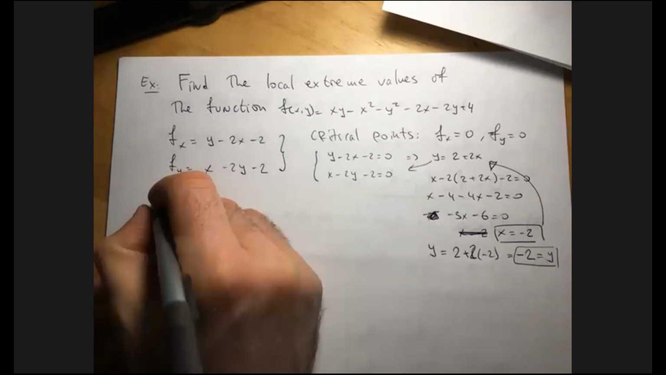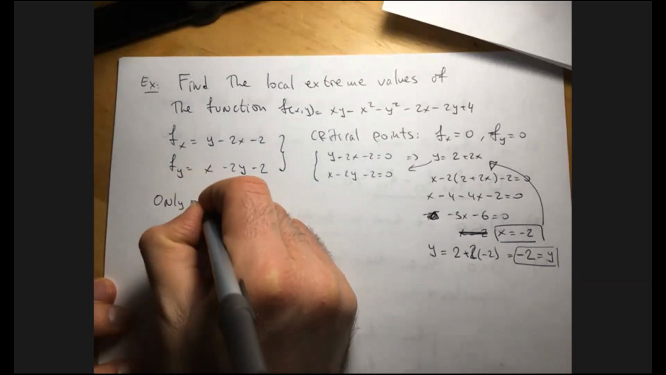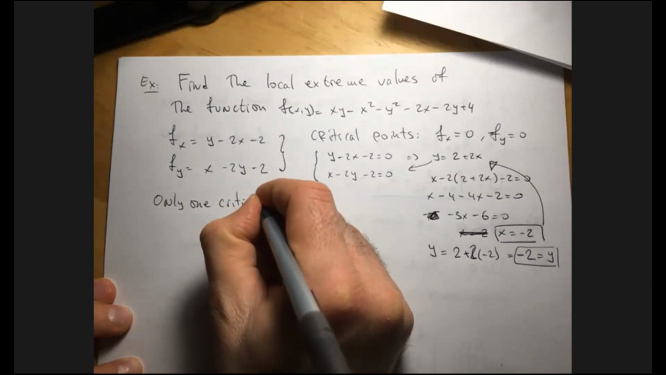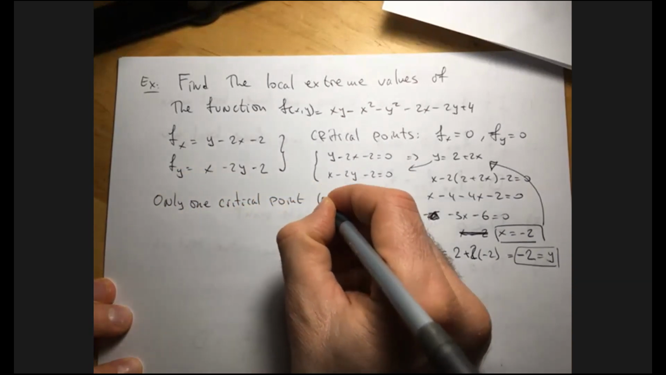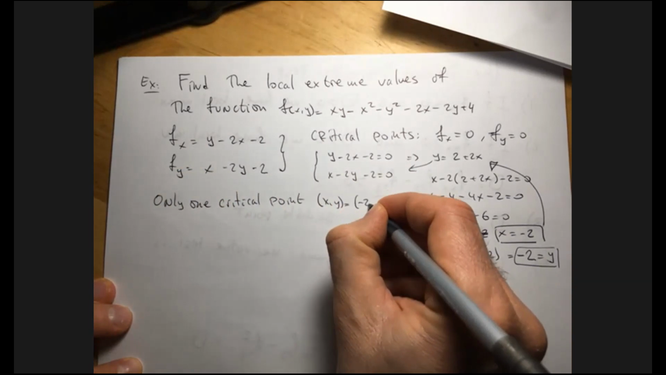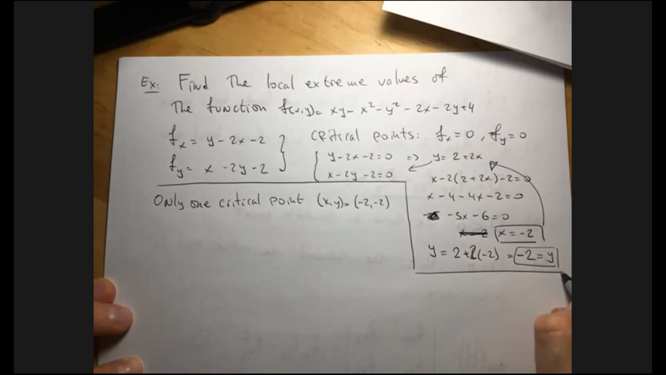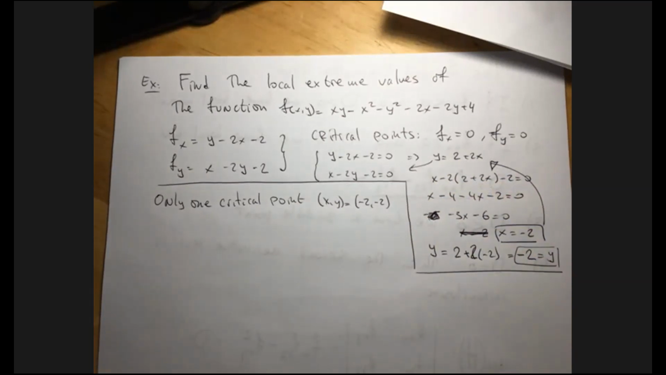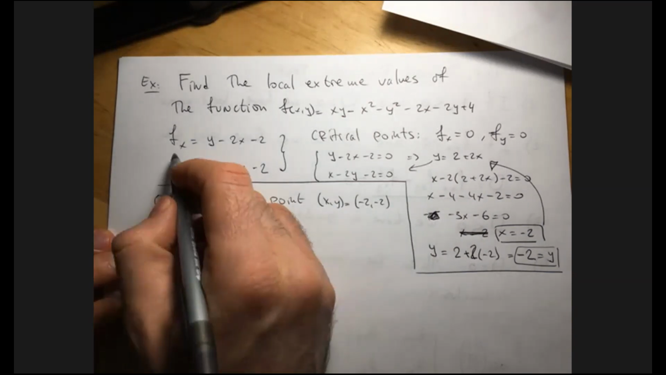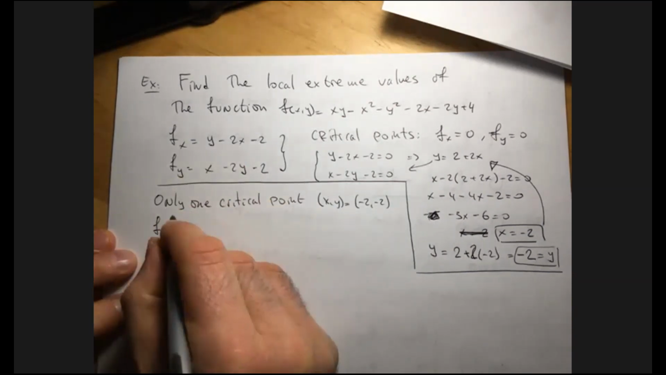Okay, so here we can write only one critical point, and that's x, y equal to negative 2, negative 2. At this moment, we don't know whether this point is a local minimum, local maximum, or a saddle point. In order to figure that out, we have to apply the second derivative test, okay? And the second derivative test depends on the determinant of this Hessian matrix. So first, let's find the second order derivatives.